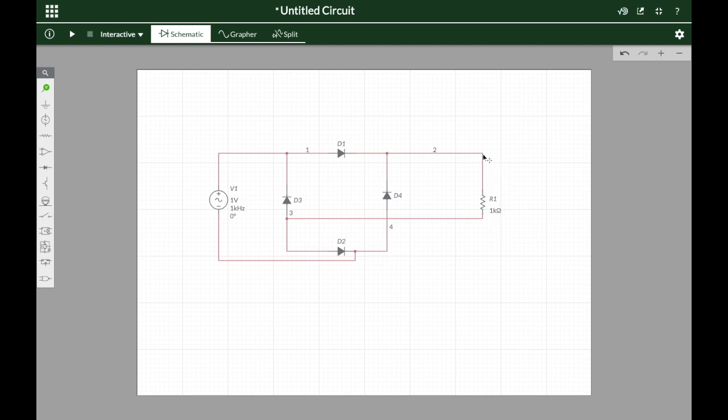So we will have to connect a voltmeter over here. I am connecting voltmeter to the upper end of the resistance R1. This voltage has to be measured with respect to the lower end of R1. So I am selecting ground from here and connect it to the lower end of R1.